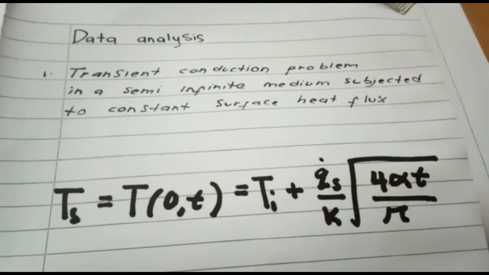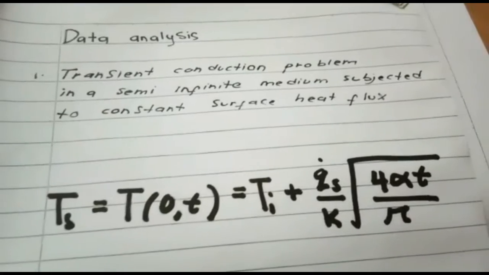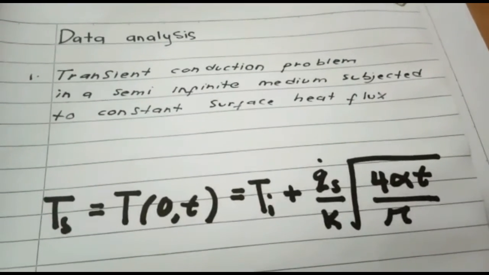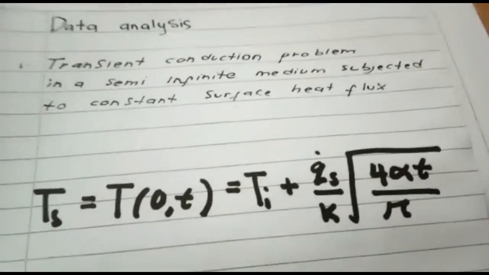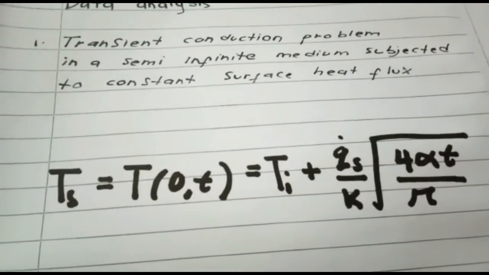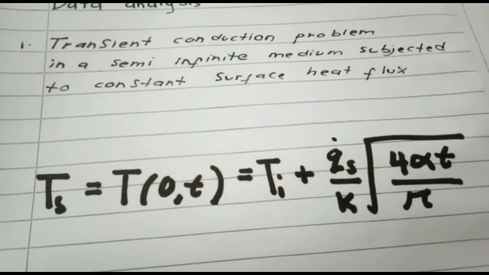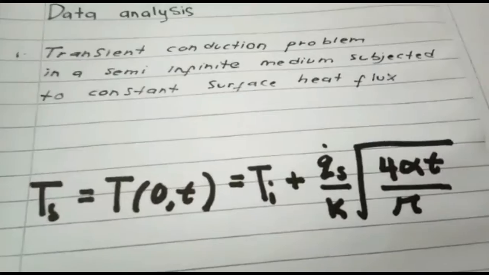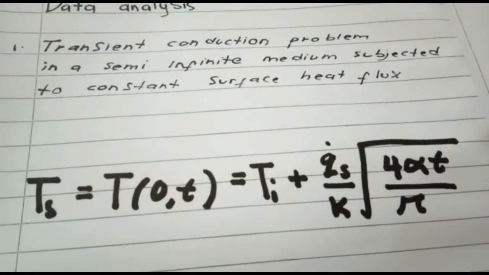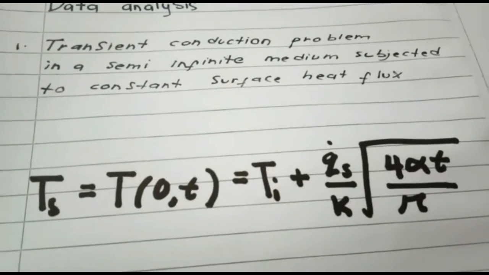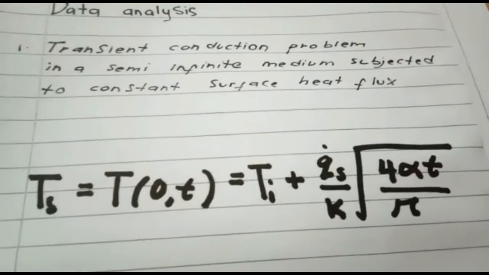The data analysis for this question is that we assume it is a transient conduction problem in a semi-infinite medium subjected to a constant surface heat flux. This is the formula used in this question: T surface equals T initial plus Qs, which is the heat flux, over K, the thermal conductivity, multiplied by the square root of 4 alpha t over pi.